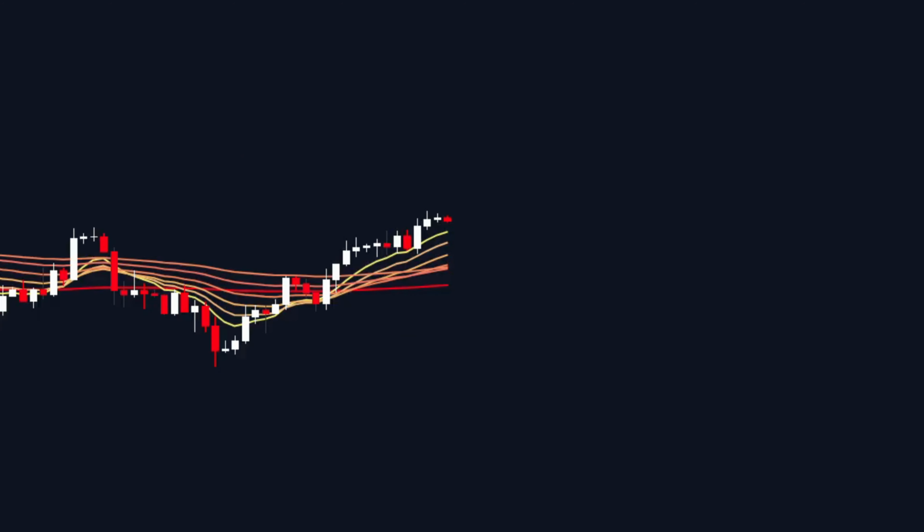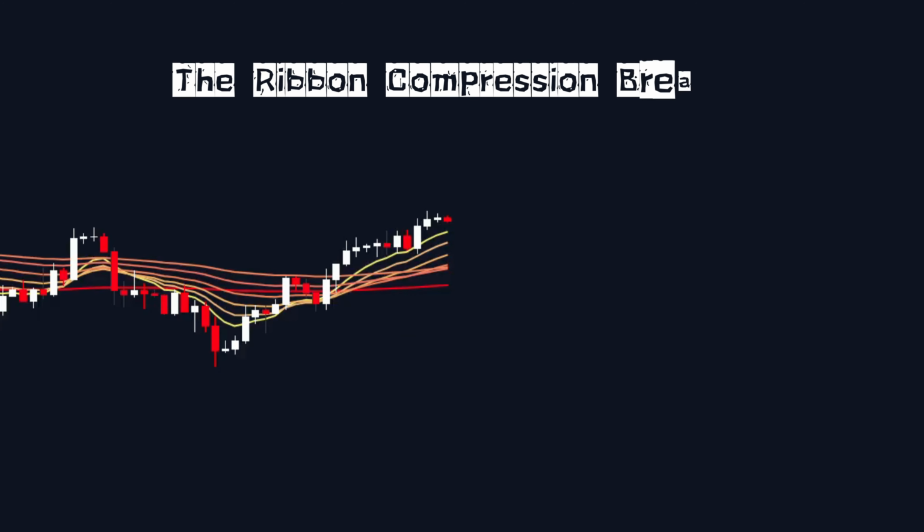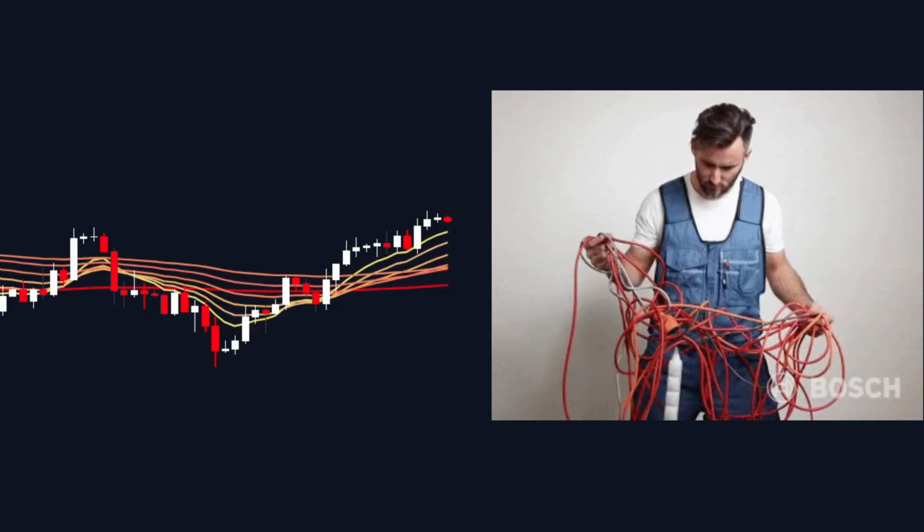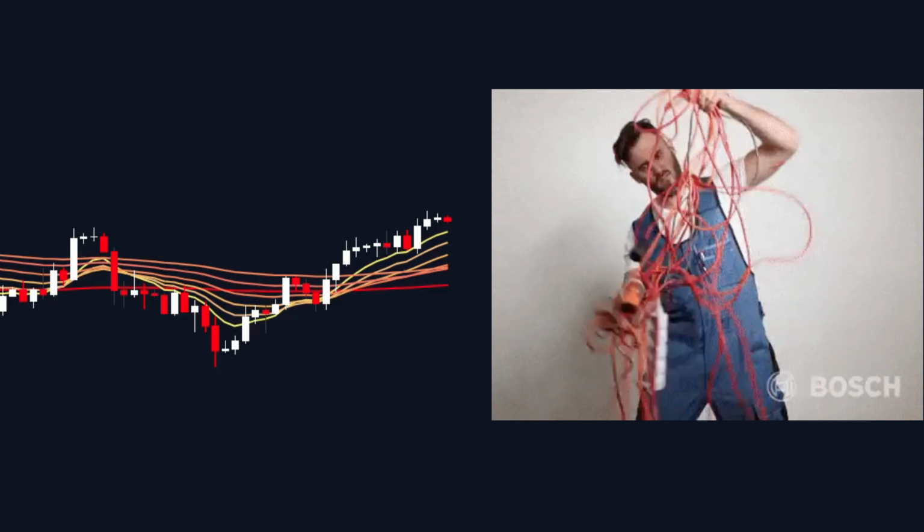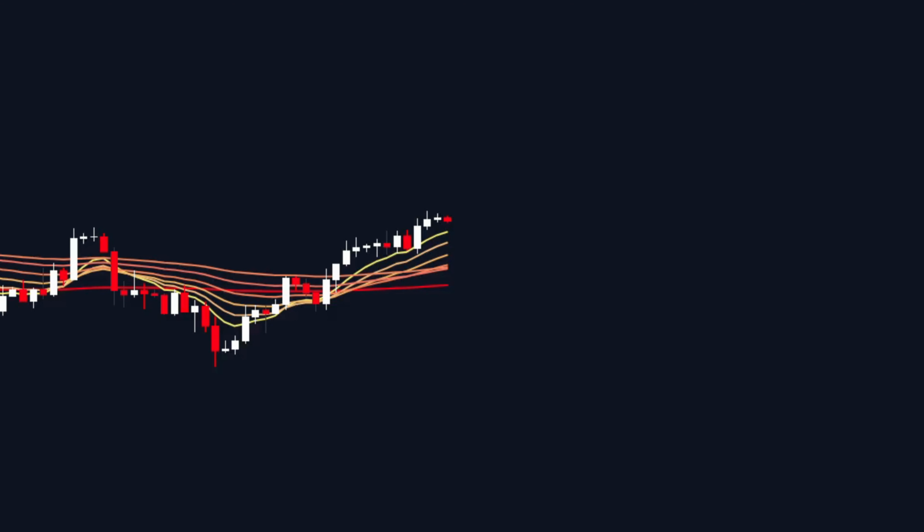Setup 2, the ribbon compression breakout. Price chops sideways. The ribbon compresses into a flat, tangled mess. All 6 EMAs clustering together. Volume dries up. Most traders abandon the chart at this point. Don't. This compression is the market coiling like a spring.